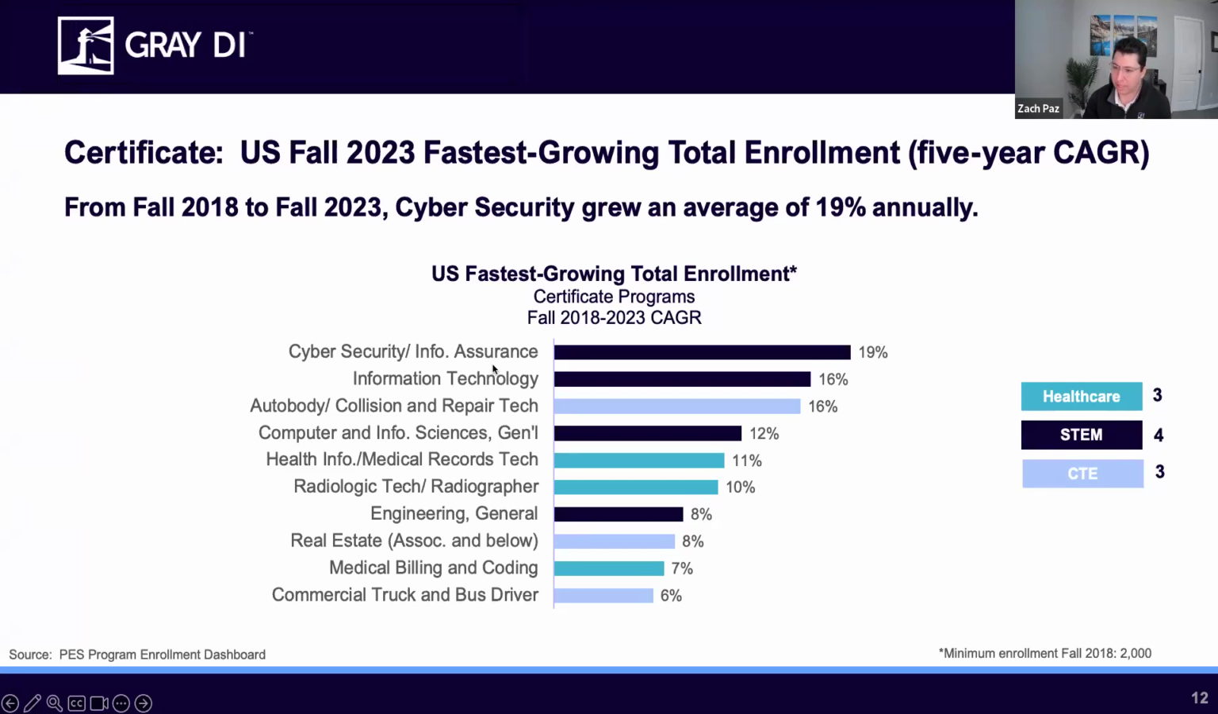Then we have information technology, auto body collision and repair tech, computer and information sciences, and you can see some health programs, even real estate, surprising. Medical billing and coding, and even commercial truck and bus driver. So among the top programs, 3 of them were in healthcare, 4 of them in STEM related, and 3 in career and technical education.